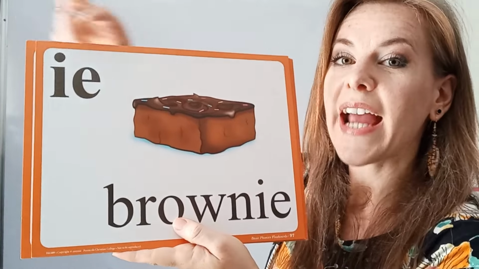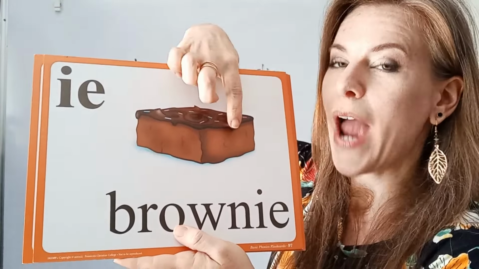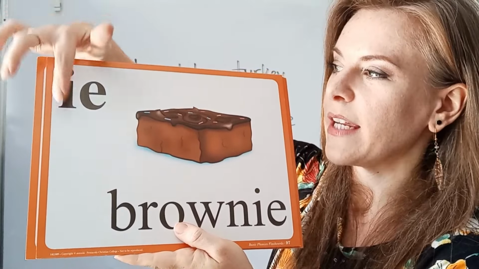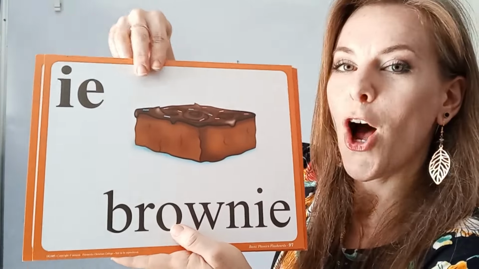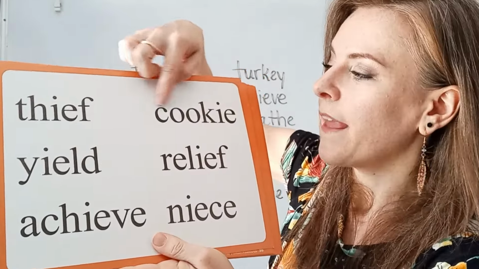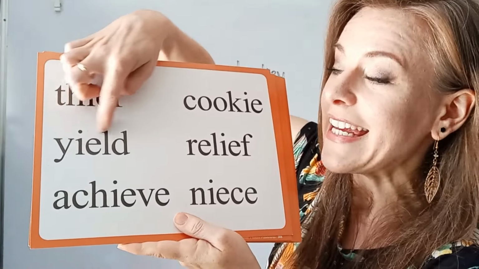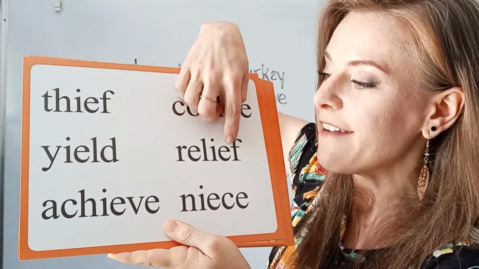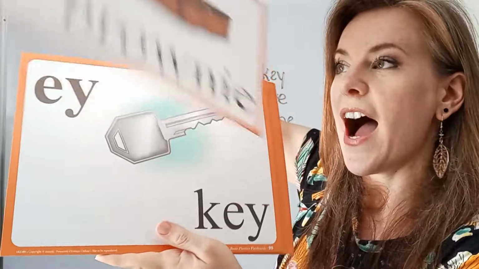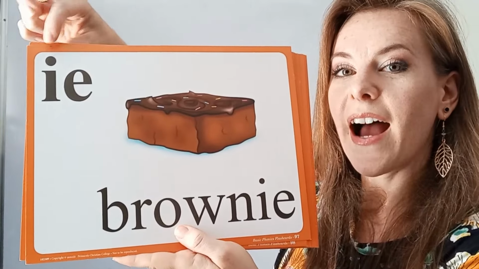Then we have IE, which is E in brownie. IE says E in brownie. The I doesn't make a sound, it's just a long E sound. So we have thief, cookie, yield, relief, achieve, and niece. The IE in brownie says E.